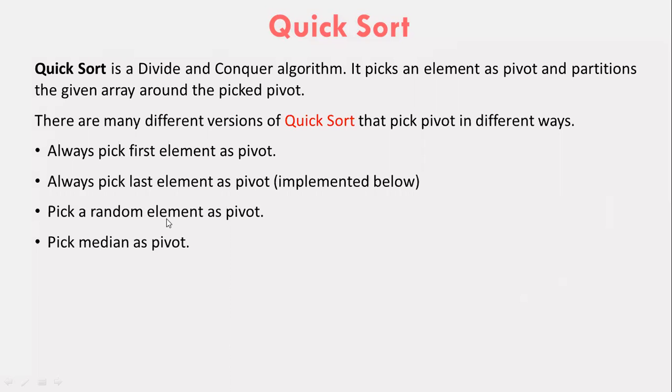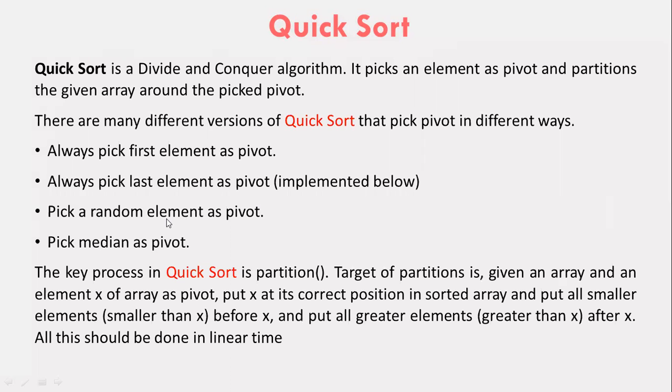And the key process in quicksort is partition. The target of partition is, given an array and an element x of the array as pivot, we need to put x at its correct position in the sorted array, put all elements smaller than x before x, and put all the elements greater than x after x. And all these things we need to do in linear time.